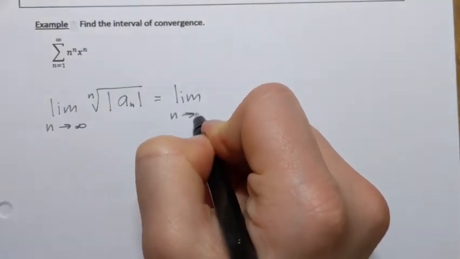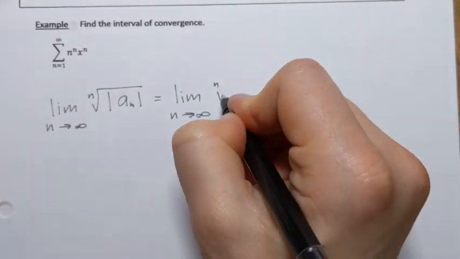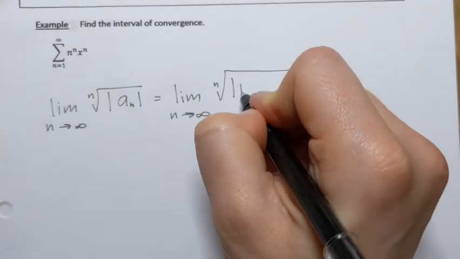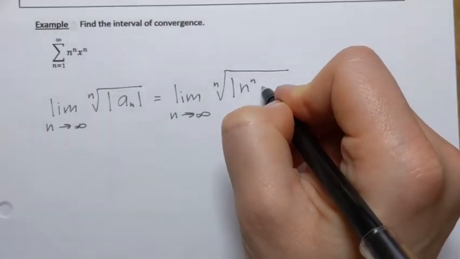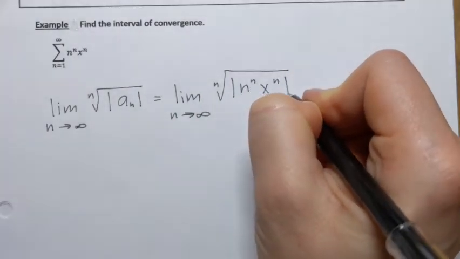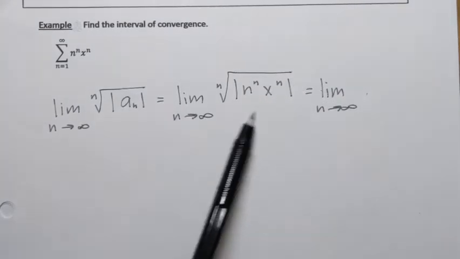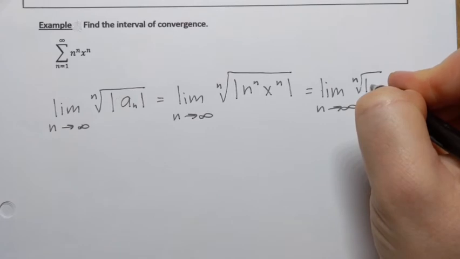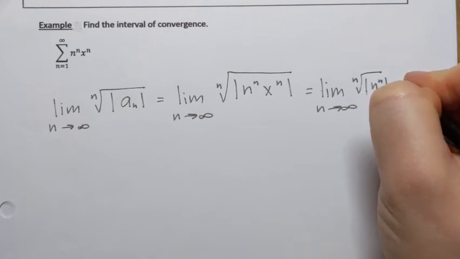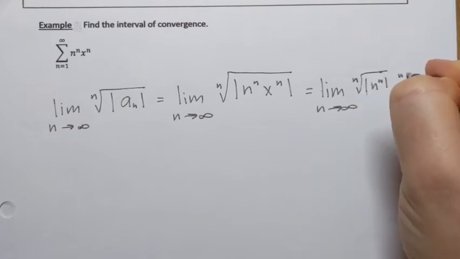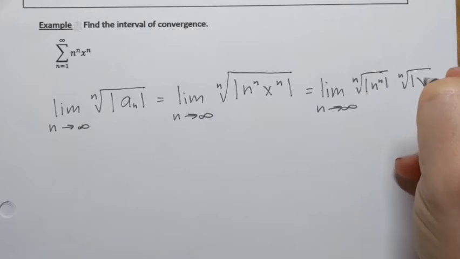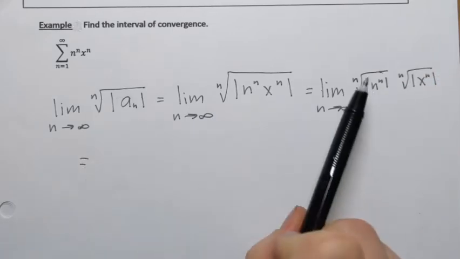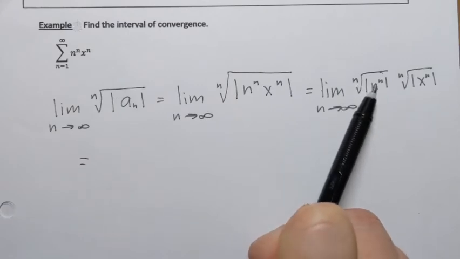Limit as n approaches infinity, nth root of the absolute value of my general term, which is the absolute value of n to the power n times x to the power n. Now, of course, this can be simplified. I can apply the nth root to the absolute value of n to the power n, and I will apply the nth root to the absolute value of x to the power n. And within each, the nth root will cancel the nth power.